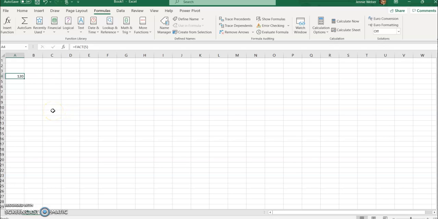So they're both pretty easy to use, and you can obviously do them. You know, it's easy to put in 5, 4, 3, 2, 1, but as the numbers get bigger, it can get really cumbersome to try to put it into your calculator.